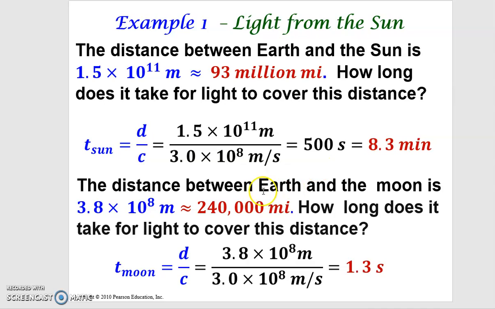And if you provide the distance from the earth to the moon, you will find it takes only 1.3 seconds. That's the reason a lot of people use the moon as a way to detect the effect of gravity. They will send a signal to a target on the moon, it is reflected, and they can measure the time. So this is the time spent.